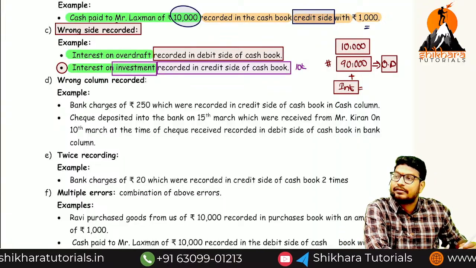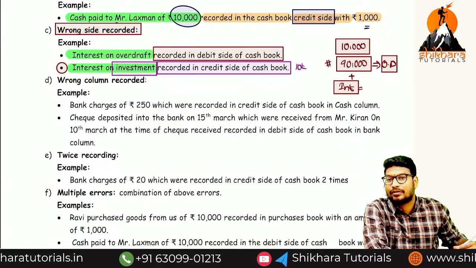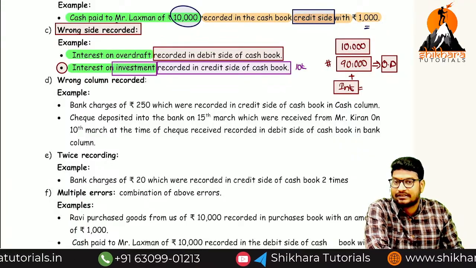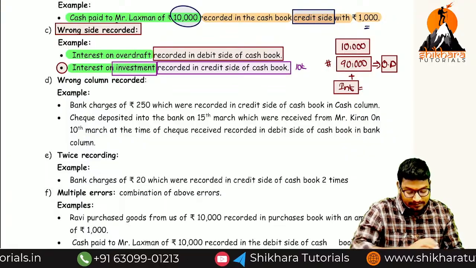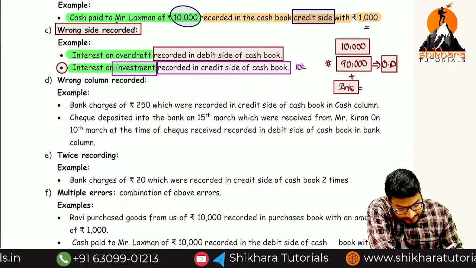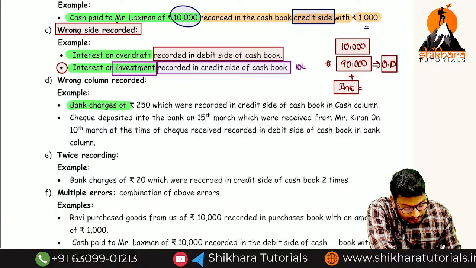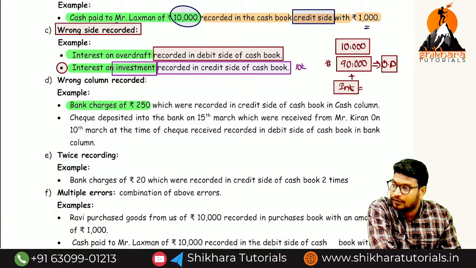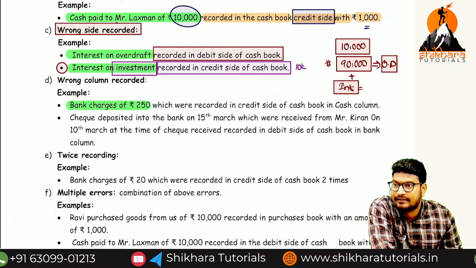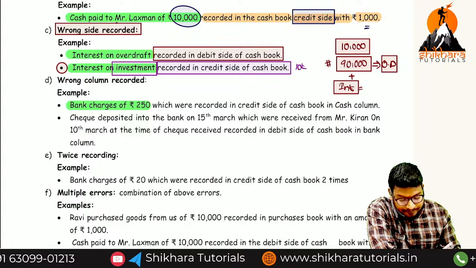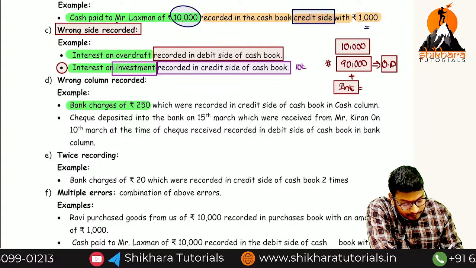Points 1 and 2 may happen in any book, either purchase, sales, purchase return, sales return, or cash book, whatever it is. See the example directly. Bank charges of rupees 250. Okay? This is a normal transaction. Bank charges of rupees 250.